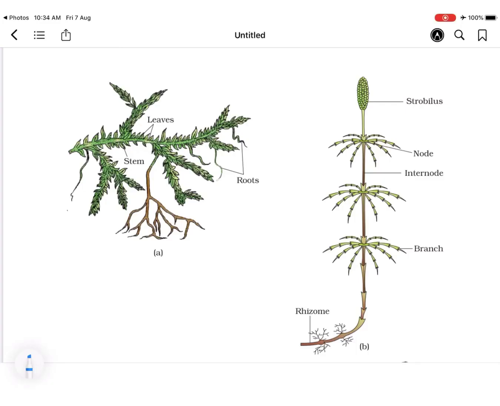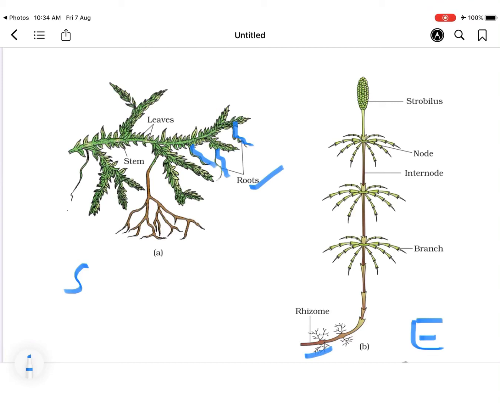The diagram is showing pteridophytes. This is Selaginella, and diagram B is showing Equisetum. So these two are different types of pteridophytes, and pteridophytes bear true root like structures. So here the roots are shown. These are the roots which are developed from the main branch, and here also the rhizome bears root like structures.